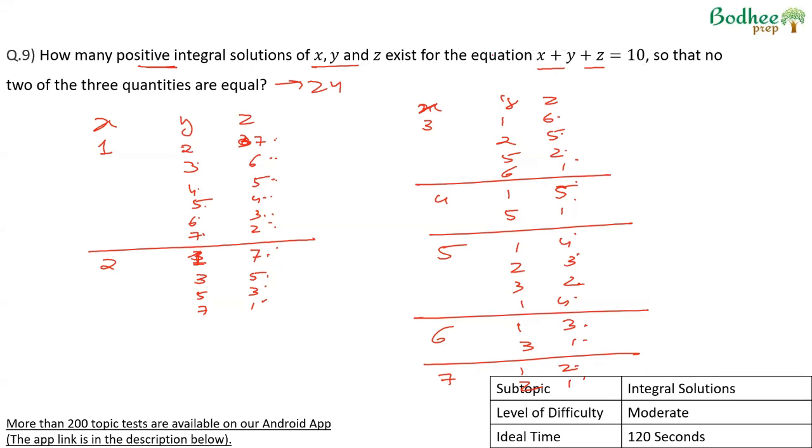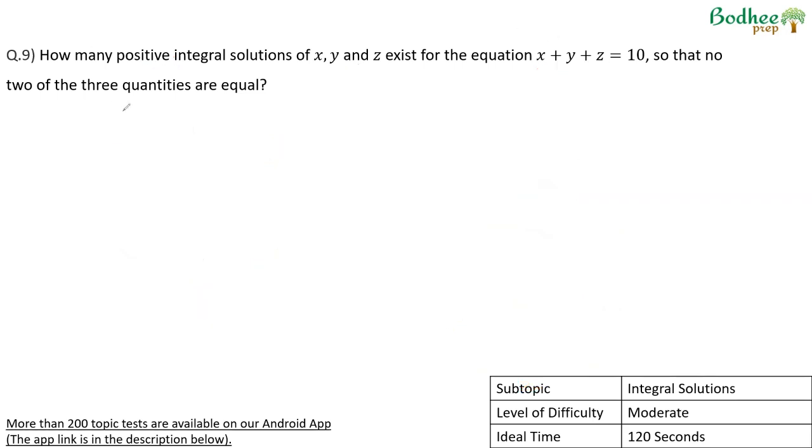The other way of looking at this question will include a bit of PNC. We can find the total positive integral solutions for x plus y plus z is equal to 10. That is given by 10 minus 1 C 3 minus 1, a formula from permutation and combination. This will be 9 into 8 by 2, which is 36 overall.